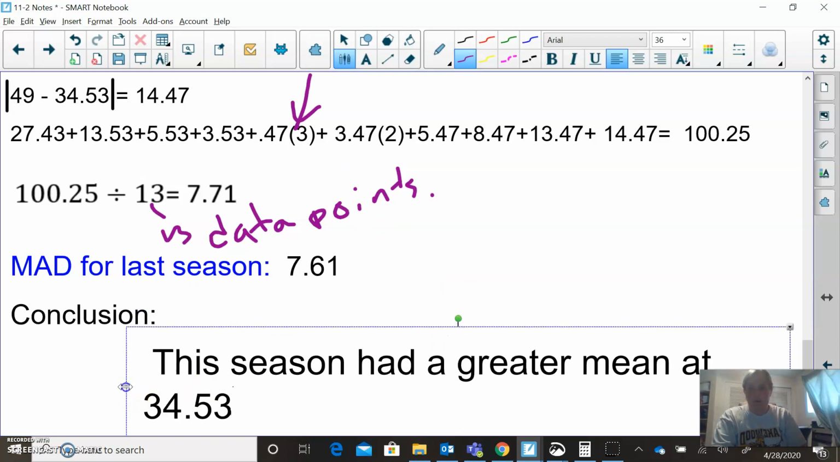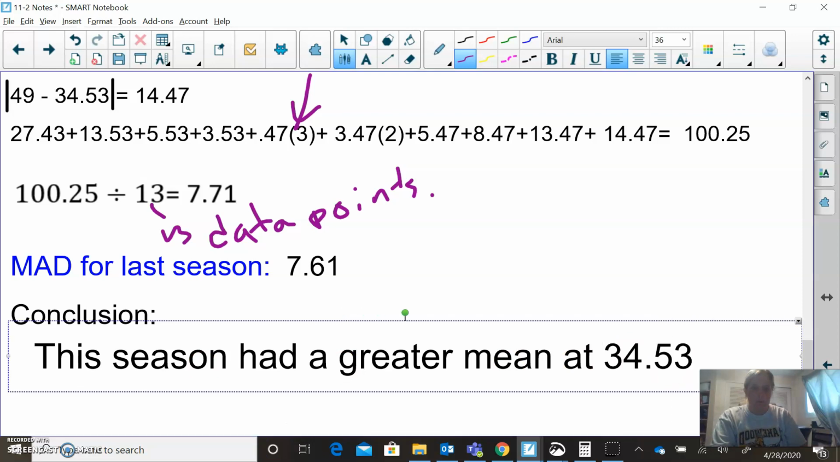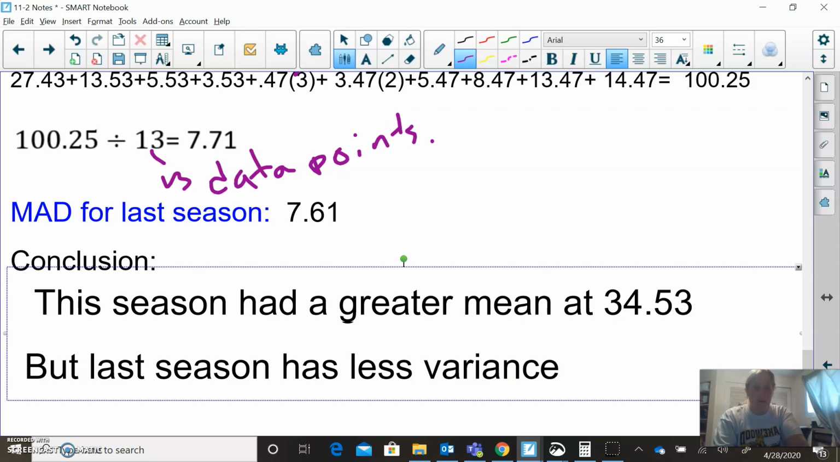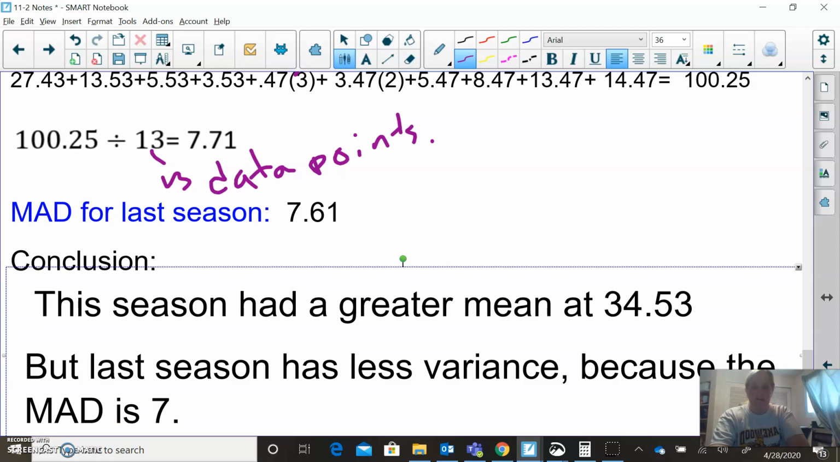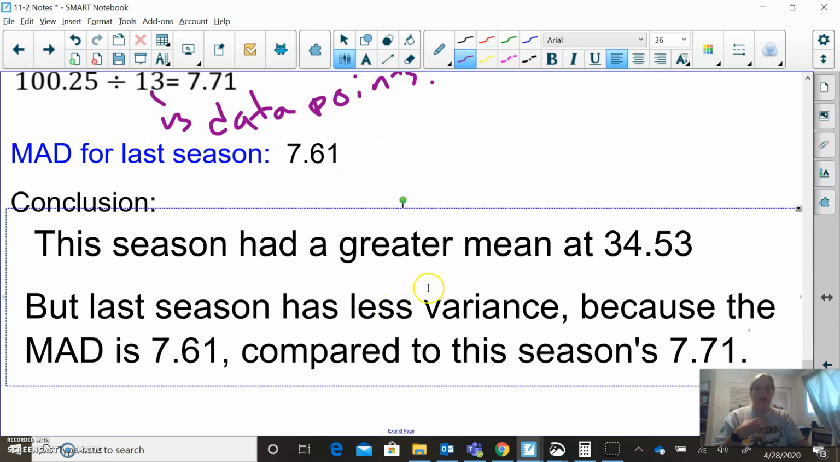Okay, but last season has less variance. So less variance, it's less variety. Okay, it's not as spread out. Because the MAD, or mean absolute deviation, is 7.61 compared to this season's 7.71. Okay, so last season has less variance, but this season our mean was greater.